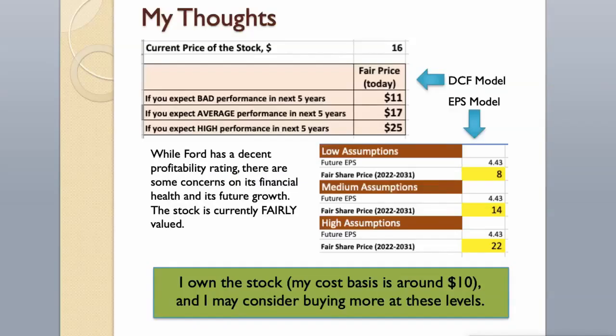While Ford has a decent profitability rating, there are some concerns on its financial health and its future growth. The stock is currently fairly valued. I own the stock, my cost basis is around $10, and I may consider buying more at these levels.